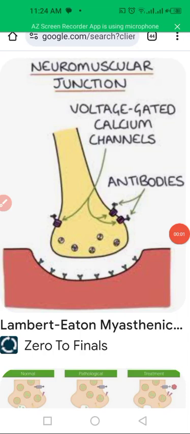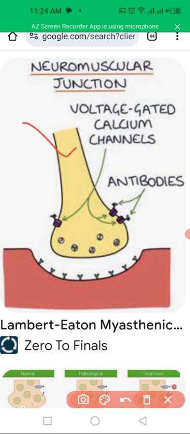Okay, so as you can see, there is the anatomy of the neuromuscular junction. In the anatomy of the neuromuscular junction, there is a presynaptic membrane and a postsynaptic membrane. These are the receptors located on the postsynaptic membrane. And there are also some channels in the presynaptic membrane.